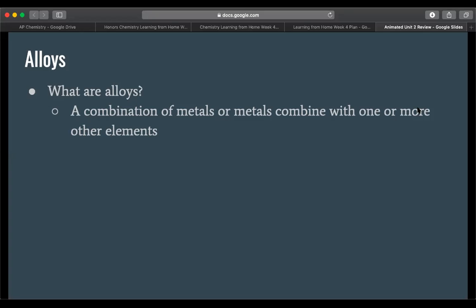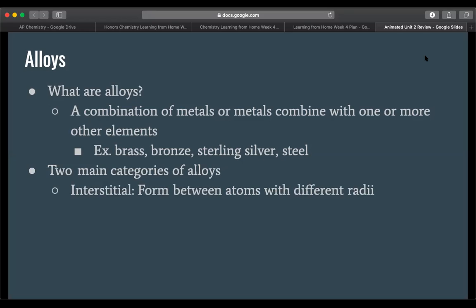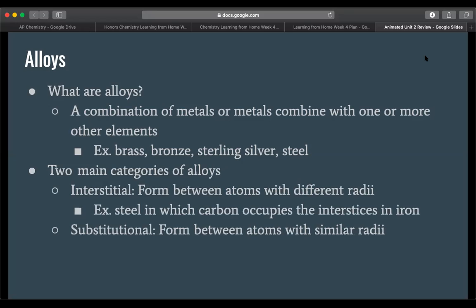So alloys are mixtures of metals. That's literally it. But there's two ways to mix them. You can mix them where they're fairly equal, or where they're not equal. A lot of things that you think of as metal are alloys: brass, bronze, steel. They're not pure metals. Our main categories of alloys, and this is the part they've never really asked much about, are interstitial, inter referring to between, where a different metal mixes in between other ones, as opposed to a substitution, meaning that they just take the place of. The difference here is size.